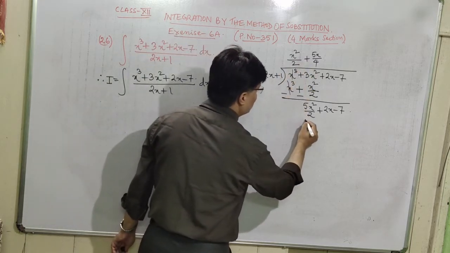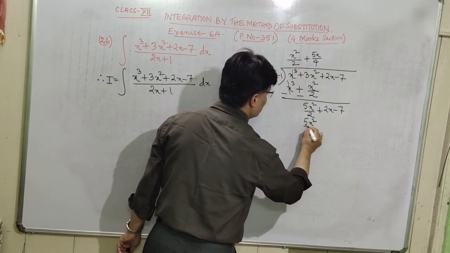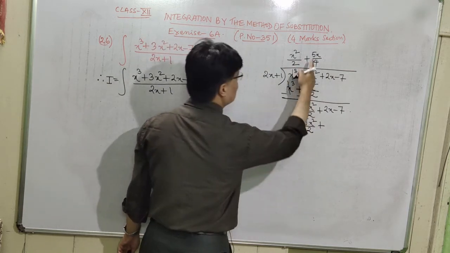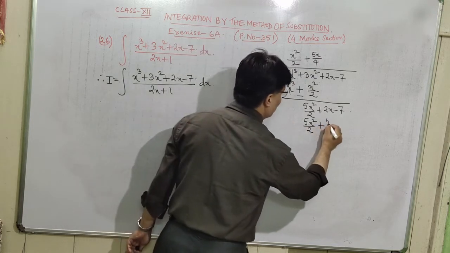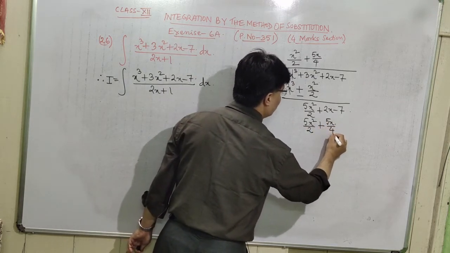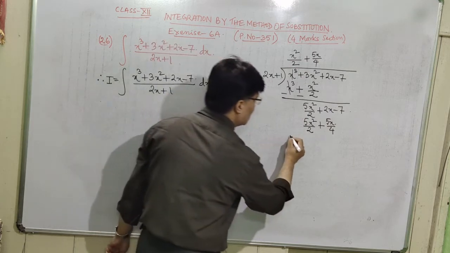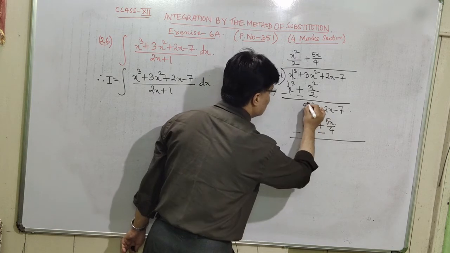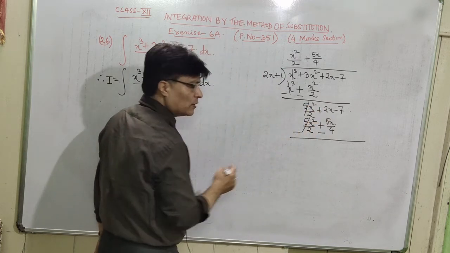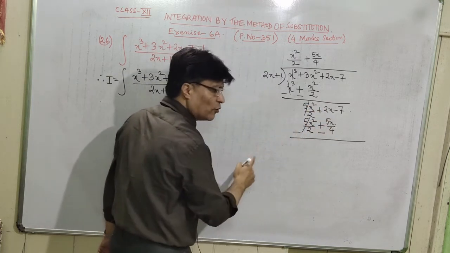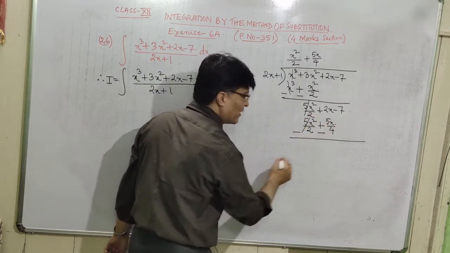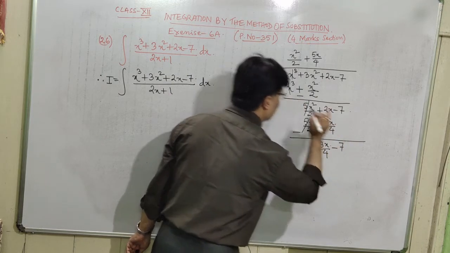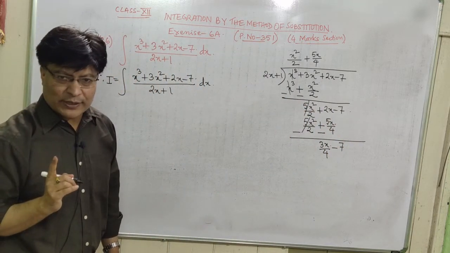So 2x into 5x by 2 is 5x square by 2. Then plus, this is 5x by 4 into 1, is 5x by 4. Then it is 5x by 4, right? So now you can subtract it. This is minus minus, this will be cancelled. So what is 2x minus 5x by 4? 4 2s are 8x minus 5x, that is 3x by 4 minus 7. I think you have understood it.